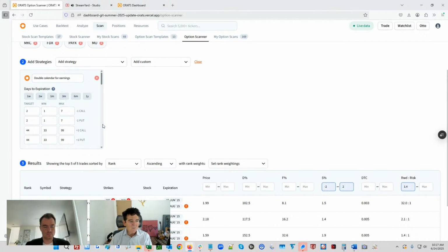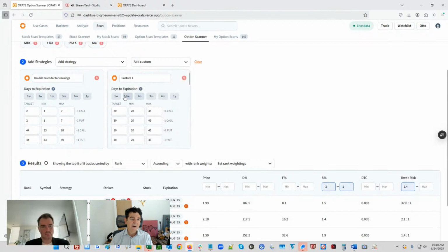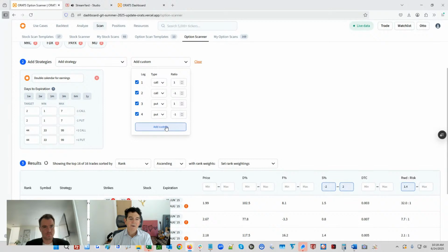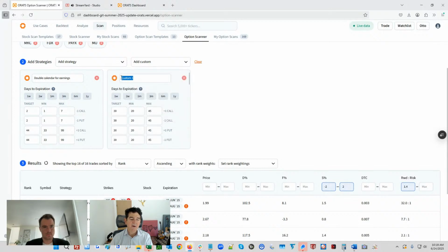So let's look at this. In this case, let's add a custom one. Let's say you were adding this. First of all, you could make your own name here. That's kind of cool. And this follows down to here, and it also follows to your option scan. So I like to make this descriptive. So add custom, you add your own name. And then you could set your days, is it 1 week, 2 weeks, 1 month, whatever.